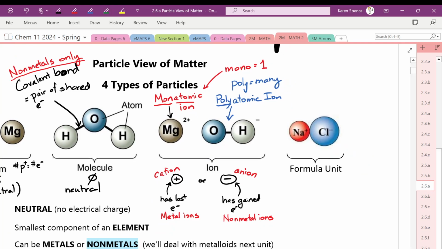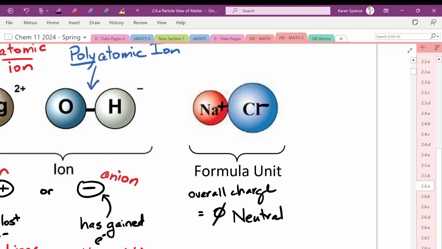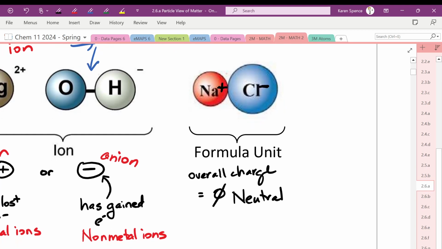And do you remember what a formula unit is? I think we've talked about it, but I don't know if we stressed it very much. Well, first of all, what is the overall charge of this formula unit? I've got Na plus, I've got Cl minus. What is the overall charge? Neutral. I know this is in the column for overall charge, but I'm going to put it down anyway. Neutral. The positive always cancels out the negative.